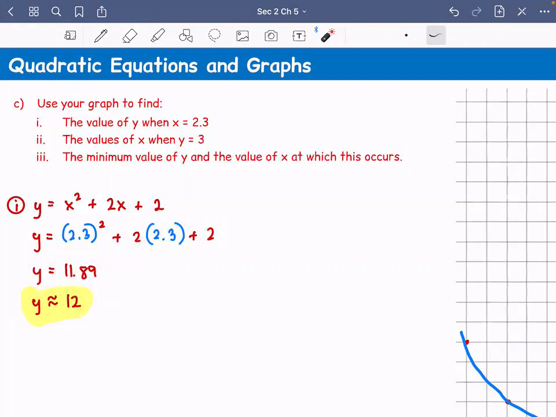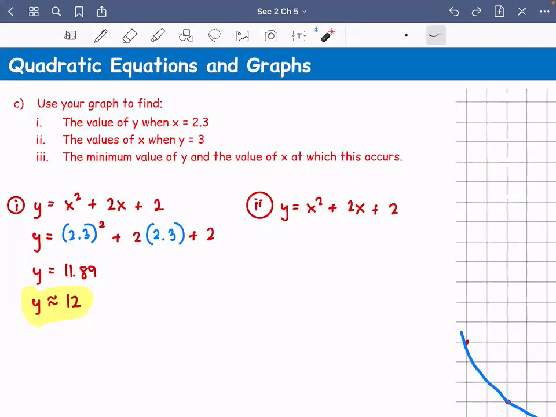So for number 2, the values of x. Now, class, be particular with this kind of question. Look, the values, there's an S. That means you have two values of x, right? So using the equation again, y is equal to x squared plus 2x plus 2. Y is equal to 3. Sorry for that. Okay, so we need to find the values of x when y is equal to 3.